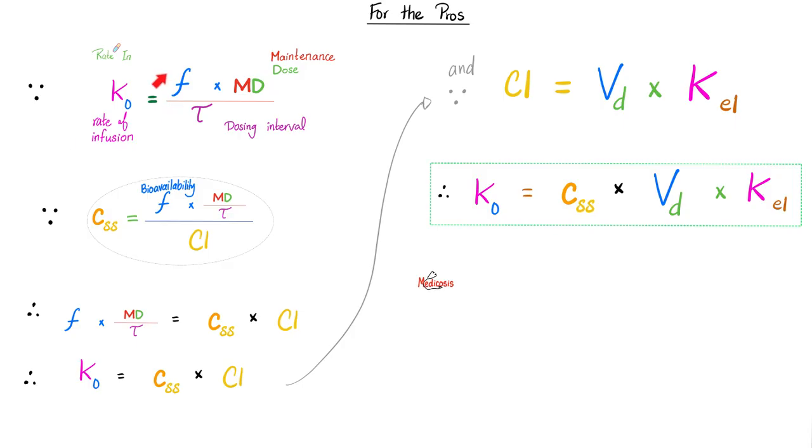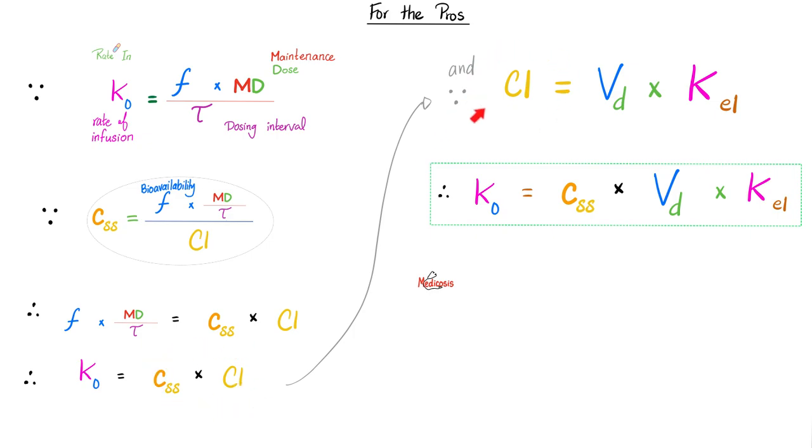You already know that the rate of infusion is the bioavailability times maintenance dose over the dosing interval. And you already know that the steady state concentration is the bioavailability times MD over TAV over clearance. Isn't it true that bioavailability times all of this equals CSS times CL? It's absolutely true. And all of this equals the rate of infusion. Therefore, the rate of infusion equals steady state concentration times clearance.